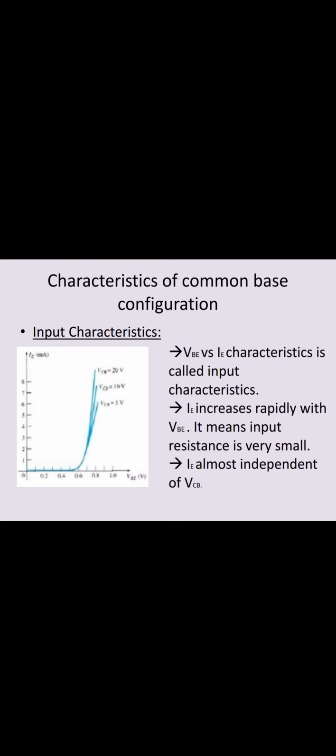The input characteristics of the common base are shown in the figure, in which the input current is the emitter current and the input voltage is the collector-base voltage. As the emitter-base junction is forward biased, the graph of IE versus VEB is similar to the forward characteristics of a PN diode. IE increases for a fixed VEB when VCB increases.